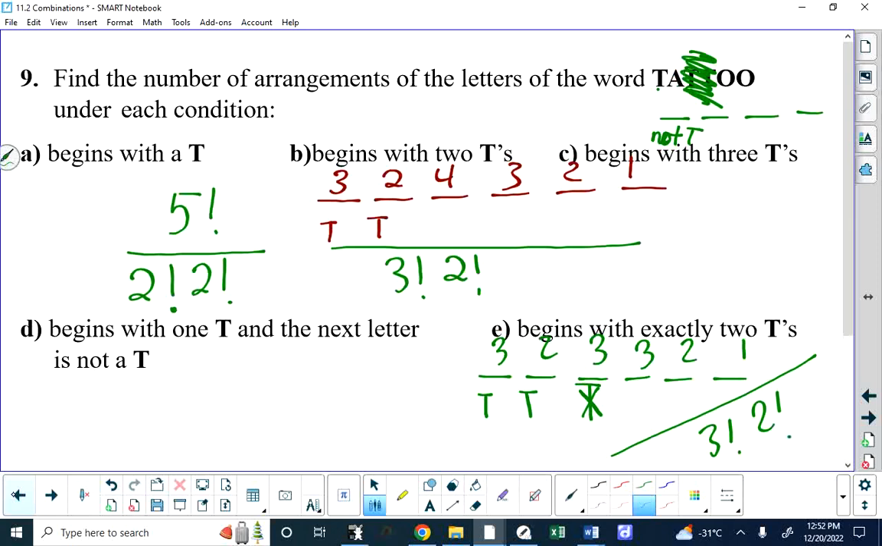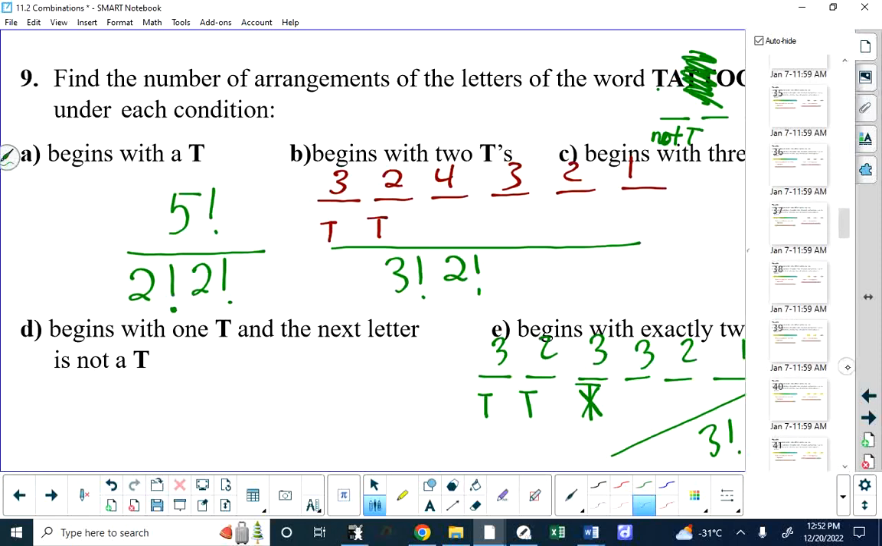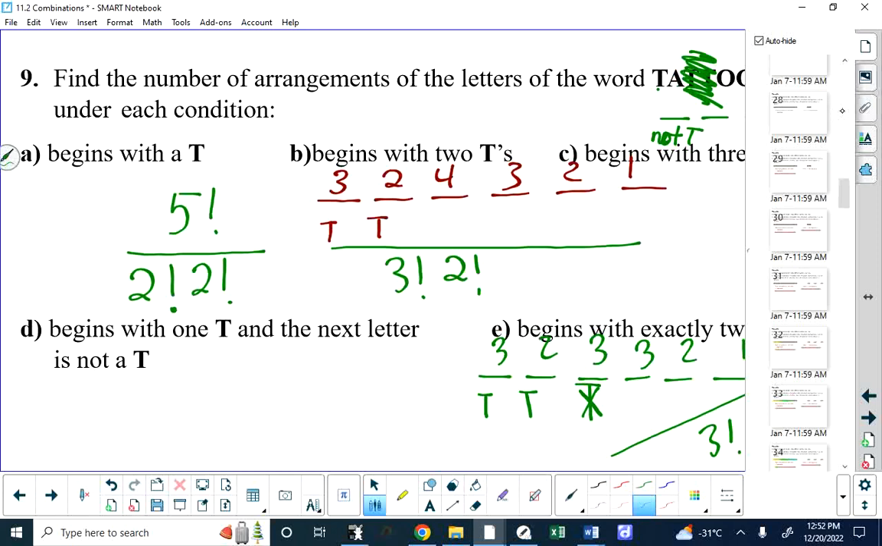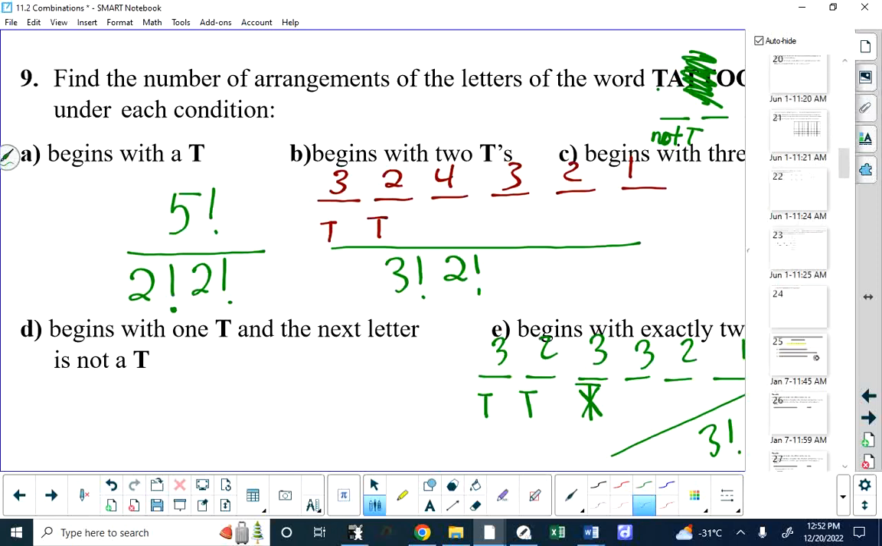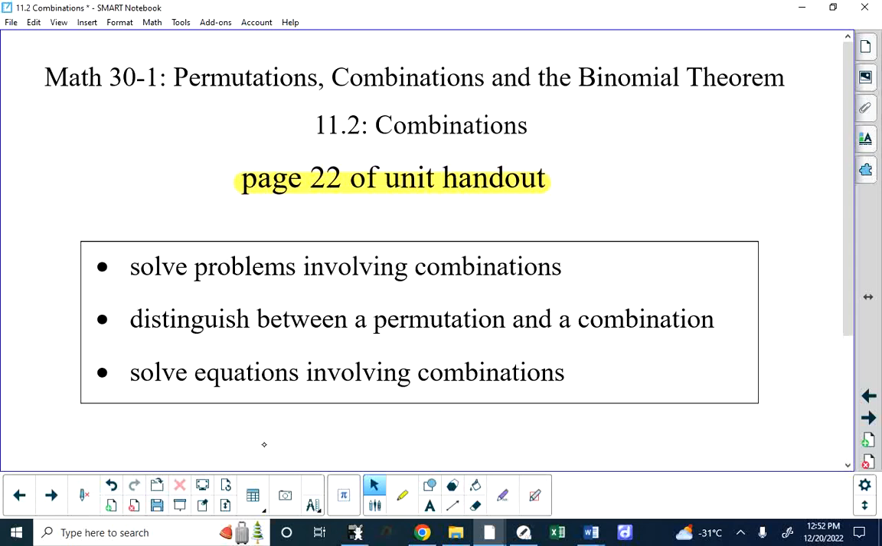All right. We are moving on today and looking at combinations. So this is the next lesson in your unit handout. I believe this is on page 22 if my numbering is right.